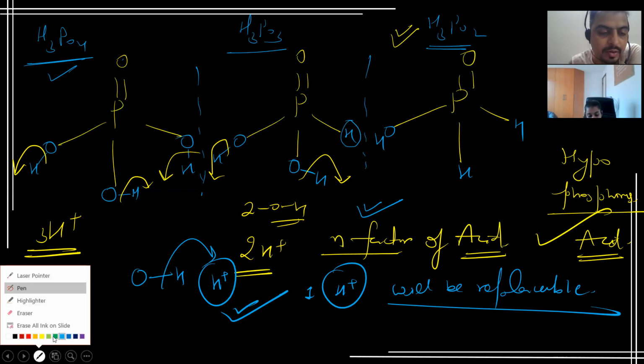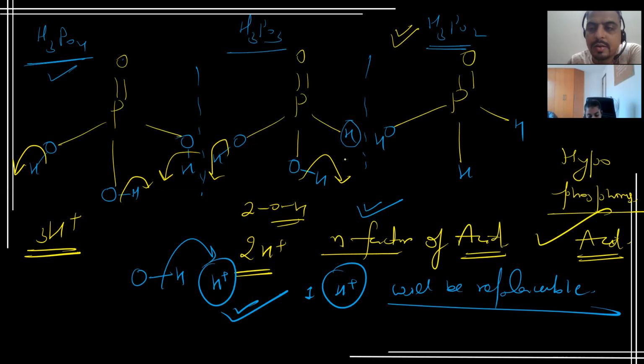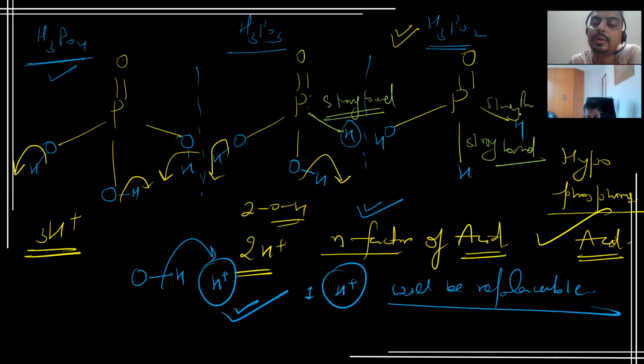Is it because the PH bond is nonpolar? Yeah, we see the electronegativity difference is very less. It's a non-polar bond and it's a strong bond. These are the strong bonds. So a strong bond doesn't want to break. It is a tightly held bond.